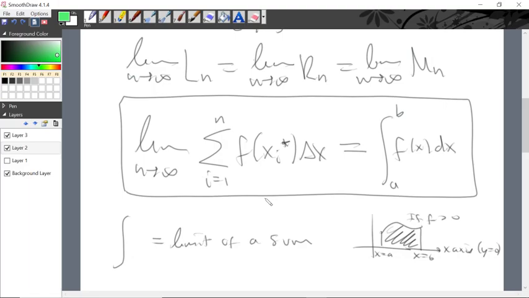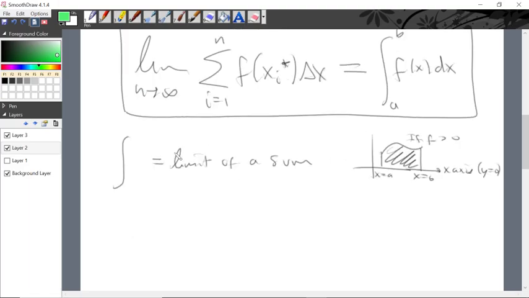So this elongated s is the integral symbol. The s stands for summation, but it is not just a finite sum. It is the limit of a sum, this limit right here. It is this notation that is being represented by that integral symbol.